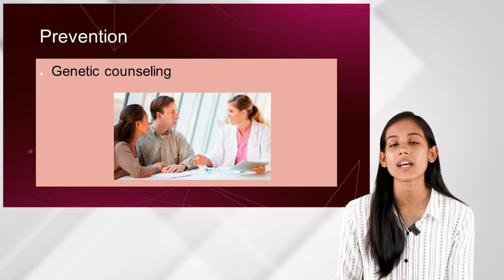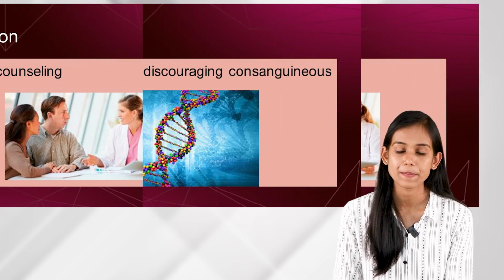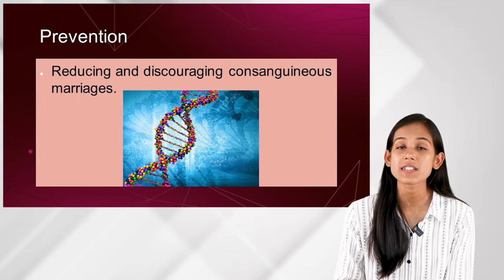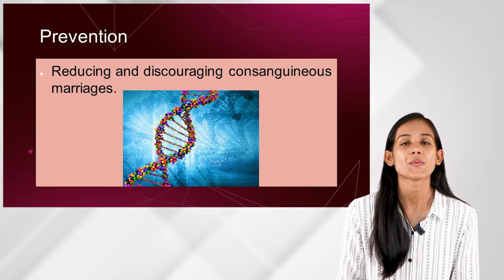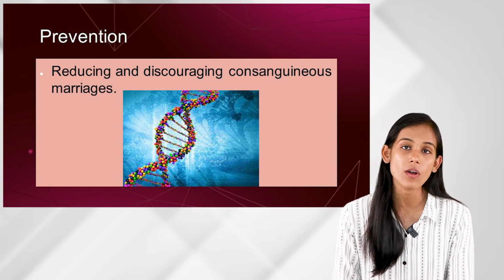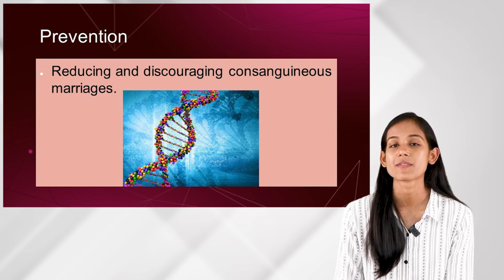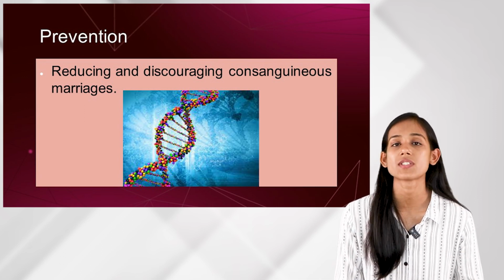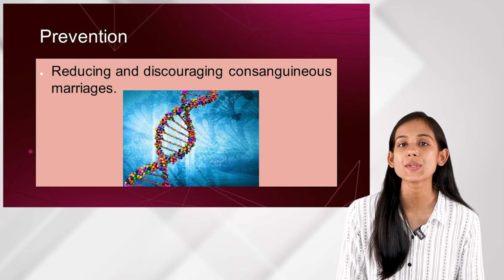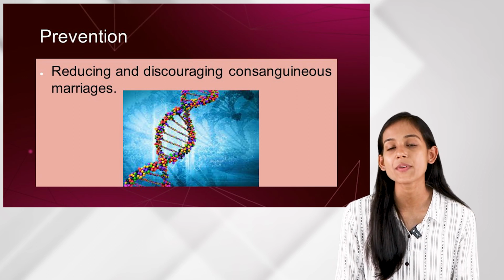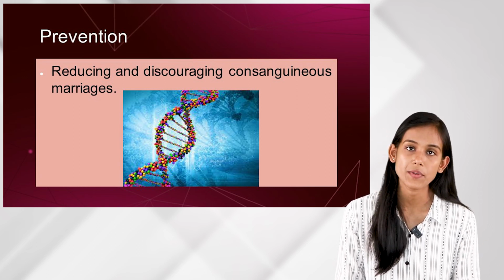Next, let us see what the other preventive measures are. The second one is that we have to discourage consanguineous marriage. If you remember the etiologies, we saw that this is one of the major causes of congenital anomalies. If there is consanguineous marriage, that holds a high risk for congenital anomalies. That's the reason we have to discourage consanguineous marriage.